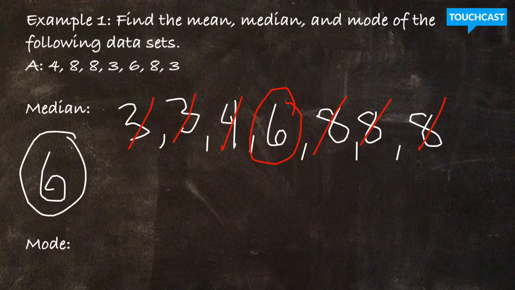Our mode is the number that happens the most often. 3 happens 2 times, 4 and 6 both happen 1 time, but 8 happens 3 times, which makes our mode 8.